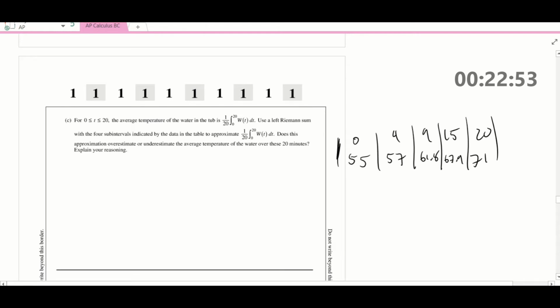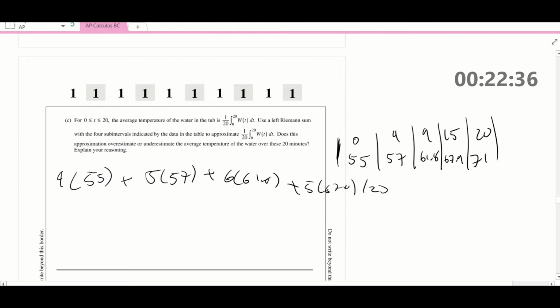Okay, let's do part C now. I'm running low on time, so I gotta hurry up. Sorry. 4 times 55. So 5 times 57 plus 6 times 61.8 plus 5 times 67.9 divided by 20. I gotta speed through this now.